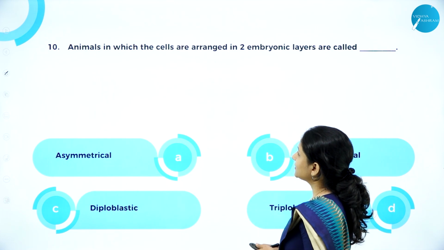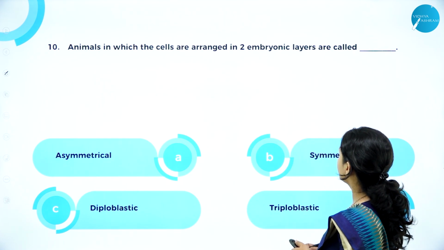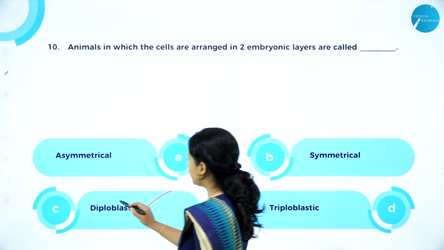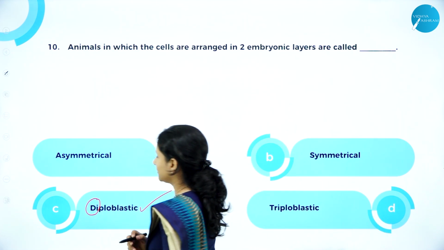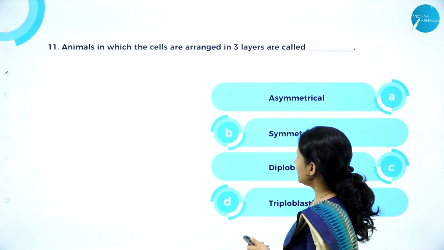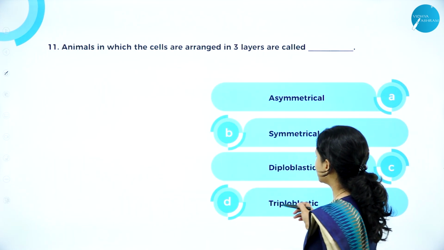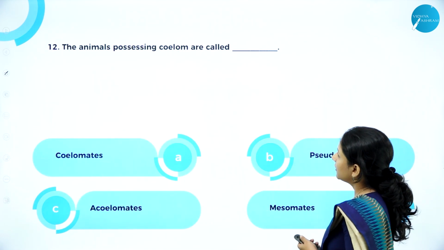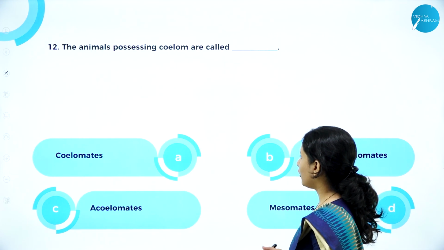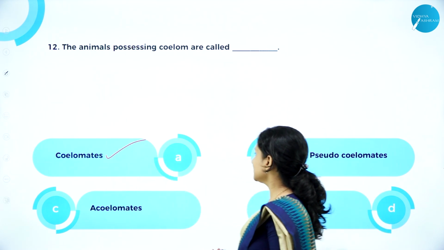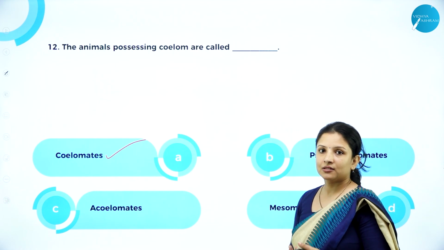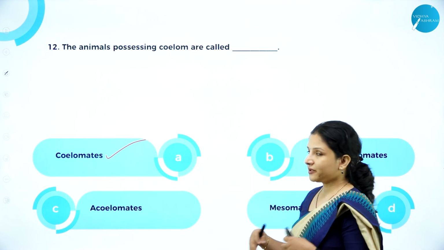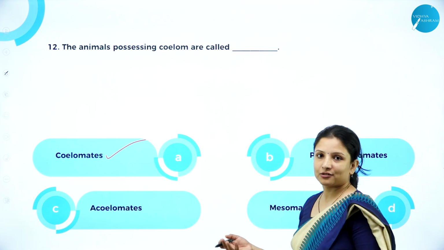Next one, animals in which the cells are arranged in two embryonic layers are called diploblastic. Here only two. Animals in which the cells are arranged in three layers, again here three, are triploblastic. The animals possessing coelom are called coelomates. The answer is A. Pseudocoelomates means they have a coelom, but it is a false coelom. Acoelomate means they don't have a coelom. Mesomates, there is no term like that.